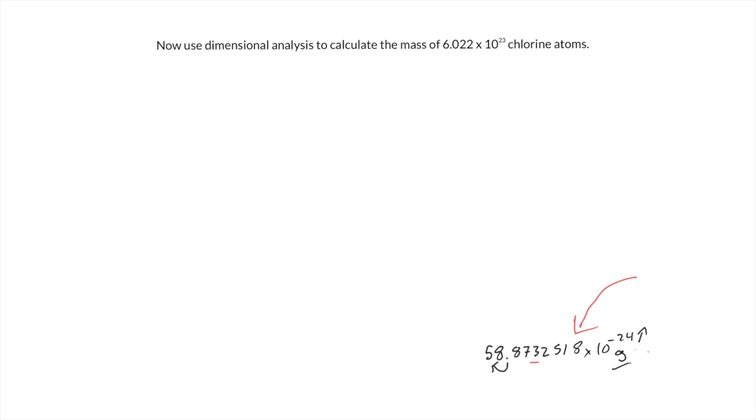So the reason that I've carried over this value from before is because it's a conversion factor. I left out the grams per atom of chlorine. So that is our conversion factor. What we're going from is atoms of chlorine, and what we're going to is mass of chlorine atoms.